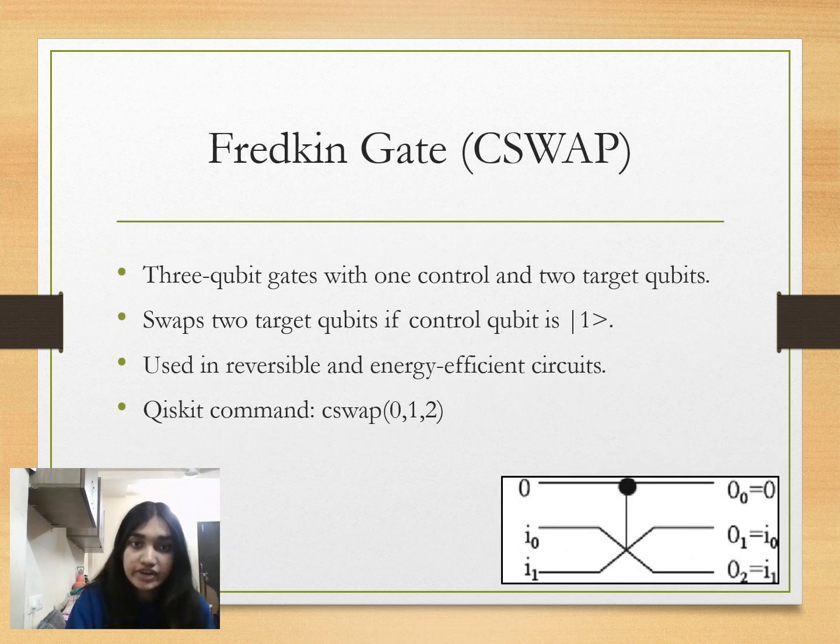Our next gate is the Fredkin gate. The Fredkin gate is also known as the controlled swap gate. It is another 3-qubit gate. It consists of one control qubit and two target qubits. The operation is: if the control qubit is |1⟩, the target qubits are swapped, and if the control qubit is |0⟩, then no swapping occurs. This gate is used in reversible computing, quantum error correction, and energy efficient quantum circuit designs.